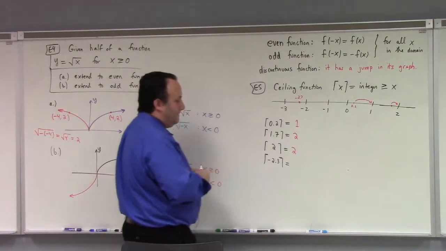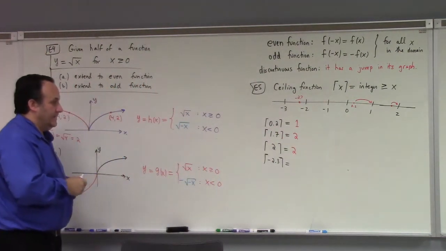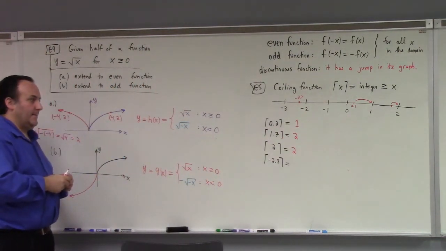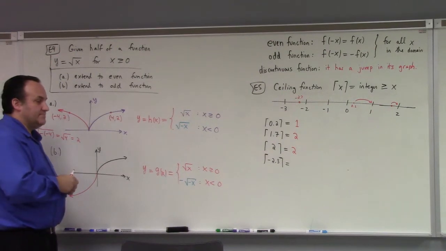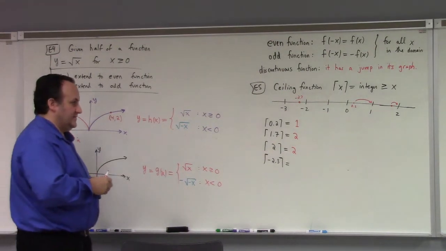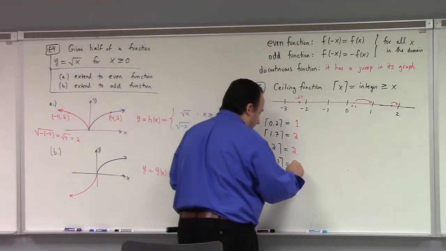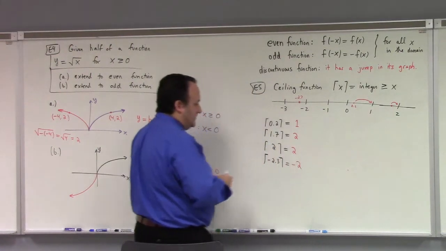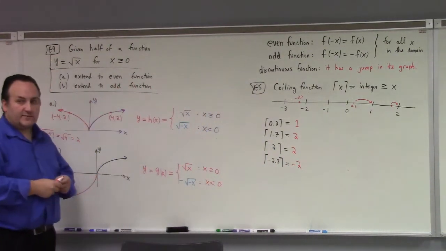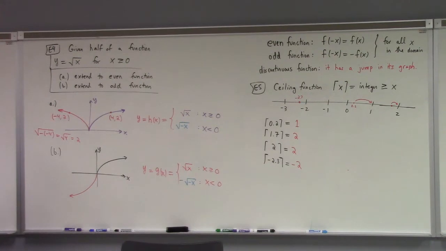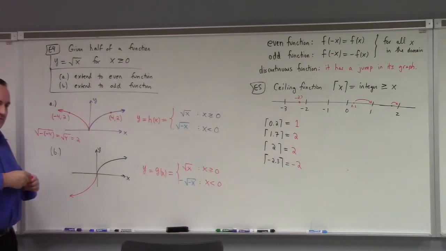What is it? Is it -3 or is it -2? -2. It has to be an integer greater than or equal to that. So -2 is greater than or equal to -2.3. So this is the ceiling function. What's its graph look like?